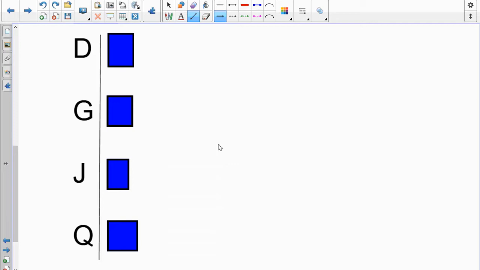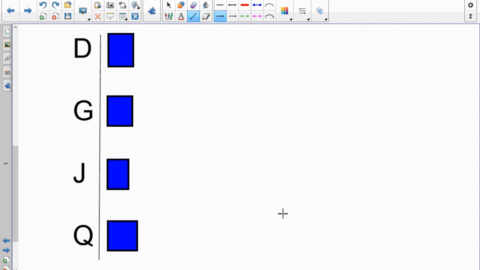you've got four letters here, D, G, J, and Q. I want you to pause the recording, and I want you to make a reflection on them. Now remember, each point on this D has to be the same distance from the line as the points on this D. It's got to match up. Okay, so pause the recording and do that.